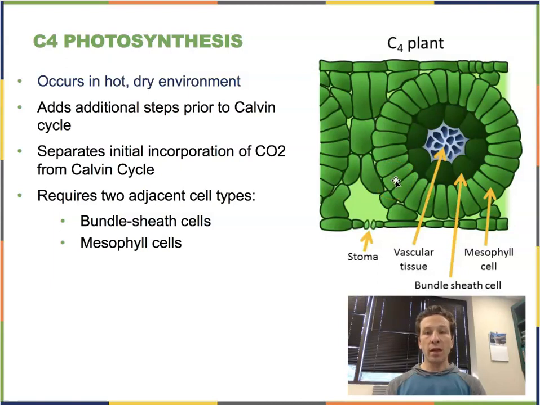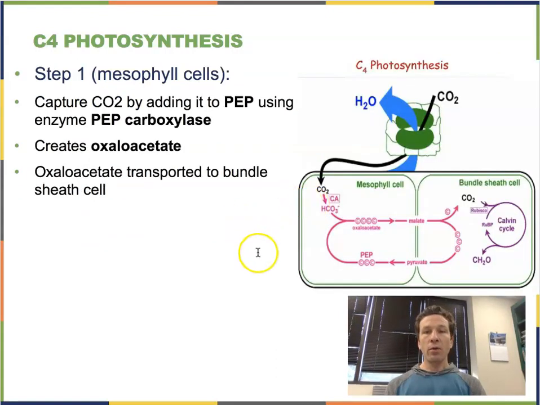And the important cell types here are the bundle sheath cells. In dark green, they're surrounding vascular bundles, or basically the veins of the leaf. And the cells that surround those are called the mesophyll cells. We'll see they each have a different role. One will be for capturing carbon dioxide, the other will be for doing the Calvin cycle. So let's go in and look at a more detailed version of this.